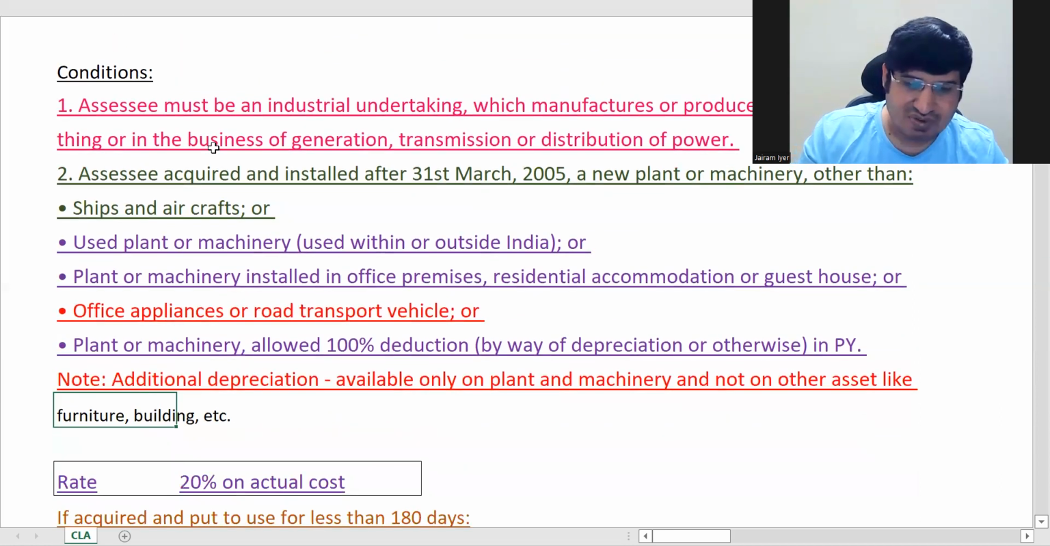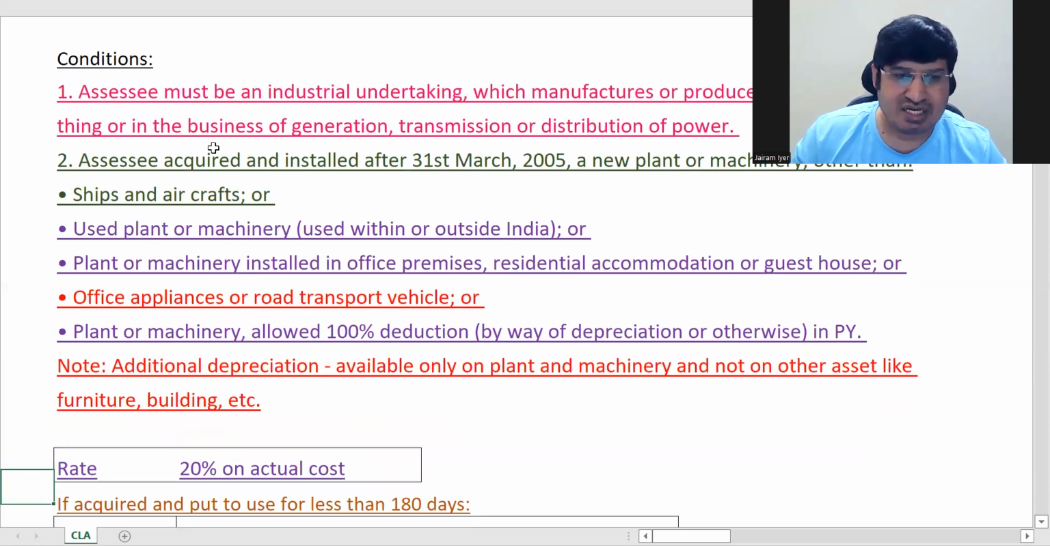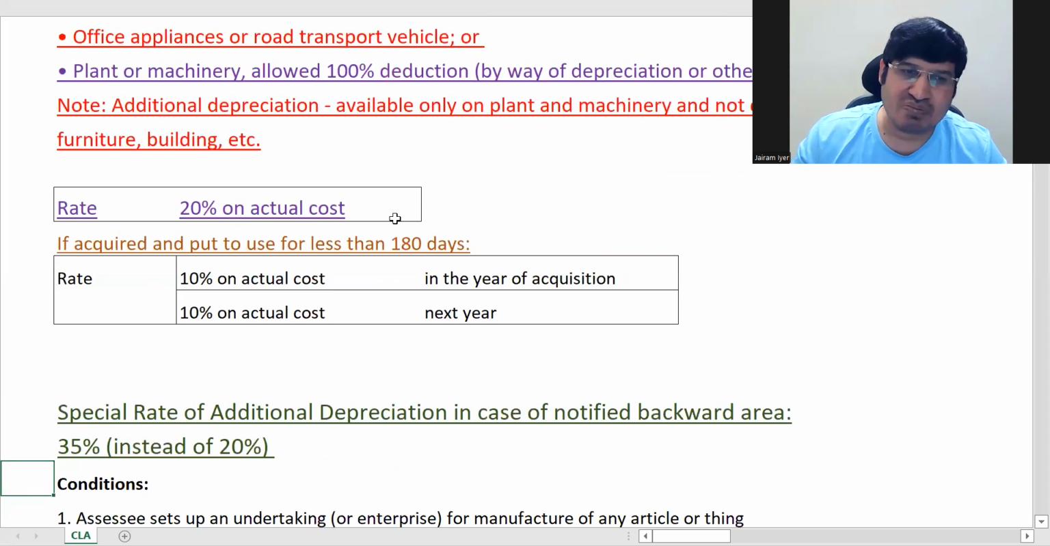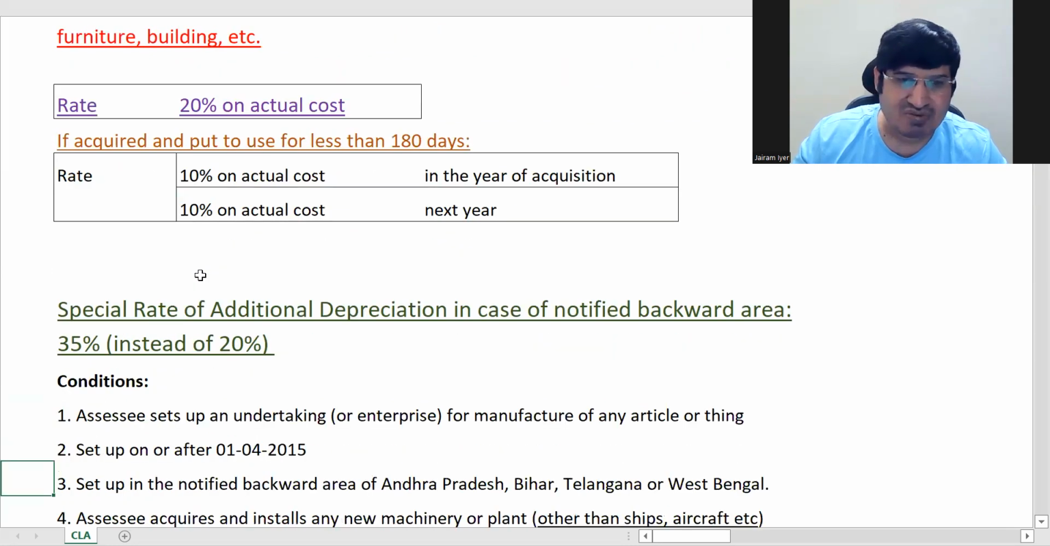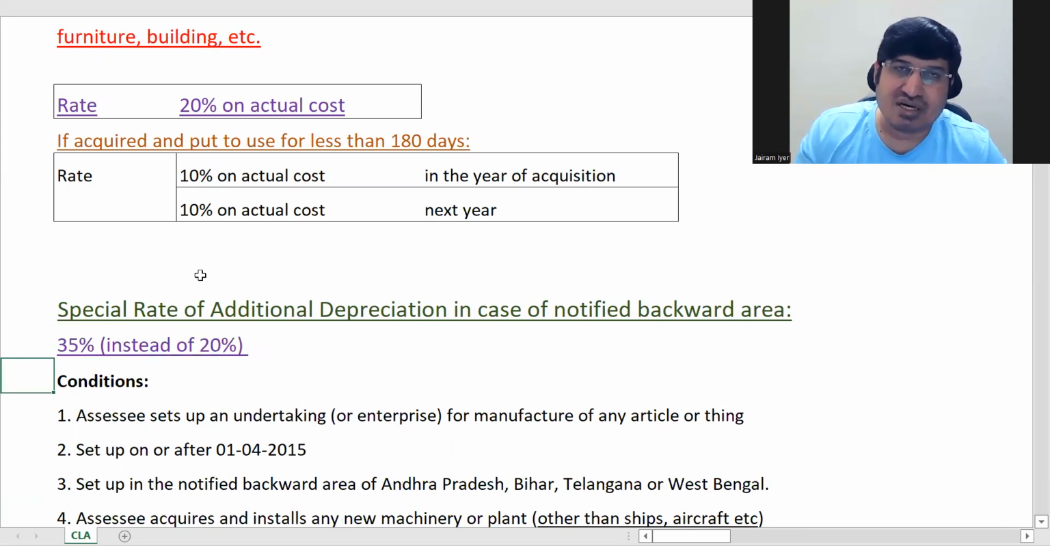So these were the main conditions of your additional depreciation. Rate is 20%. If acquired and put to use for less than 180 days, 10% you will get this time, 10% next year. Okay, now going to the next one. This is also additional depreciation, but for notified backward area. So here instead of 20% you will get 35%.